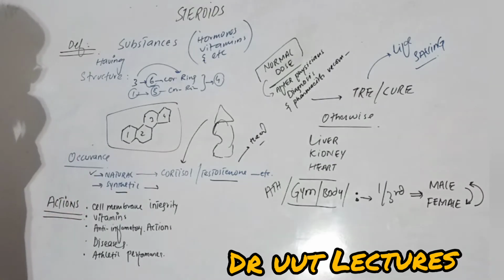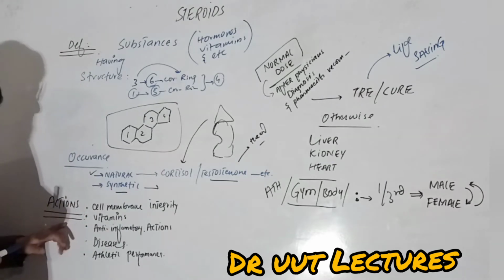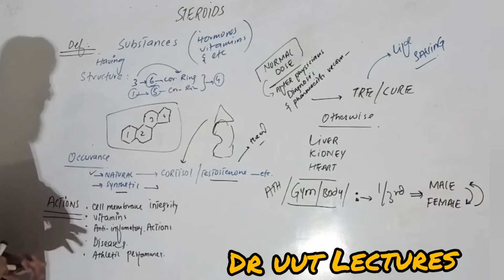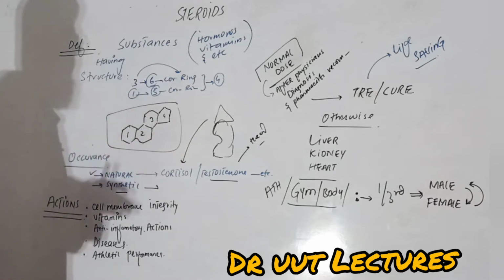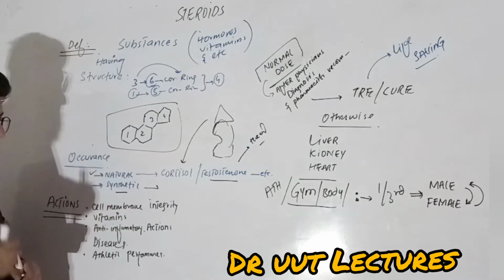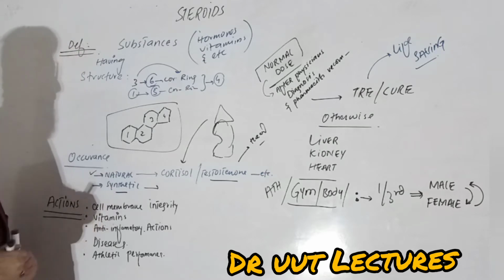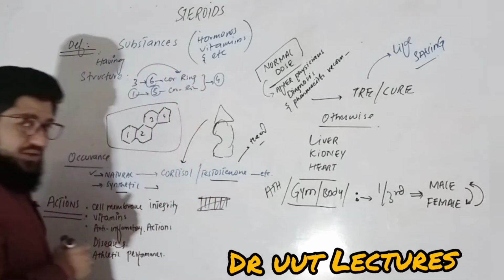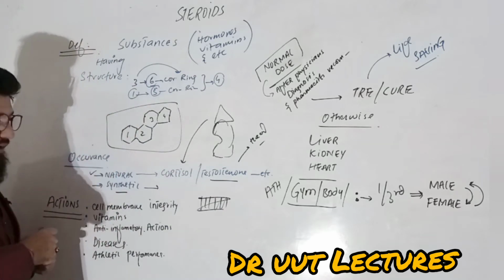Well, now let's come towards the next point, that is about the actions. They have multiple actions. Here I will just discuss with you guys some of those actions. Number one, it is actually responsible to maintain the integrity of the cell membrane. We know about the cell membrane. It's actually a phospholipid. Lipid bilayer is there, and the proteins are there.